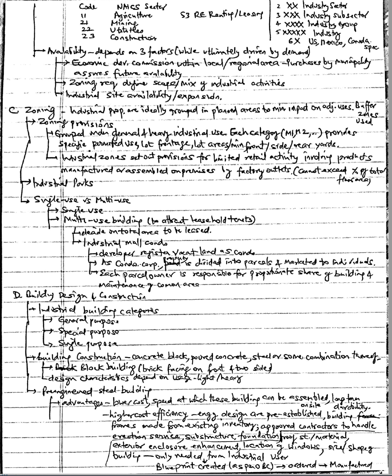Developers are able to register vacant land as a condominium. As a condominium corporation, the property can be divided into parcels and marketed to individuals without the need for the traditional approach involving subdivision development. Each parcel owner is then responsible for a proportionate share of building and maintaining the common areas, roads, and services. Municipalities generally favor this approach as well, given that the servicing cost and ongoing maintenance are the owners' responsibility.